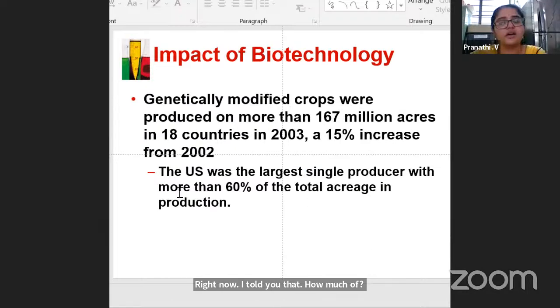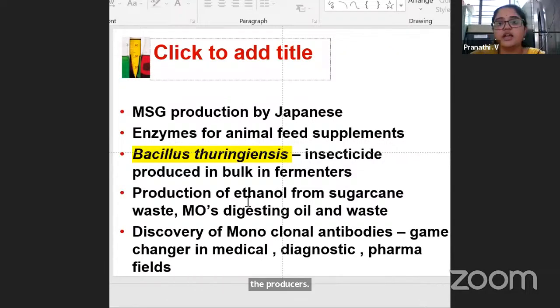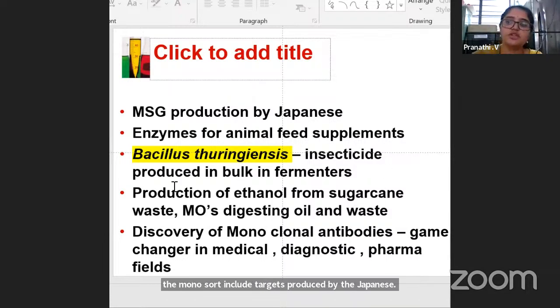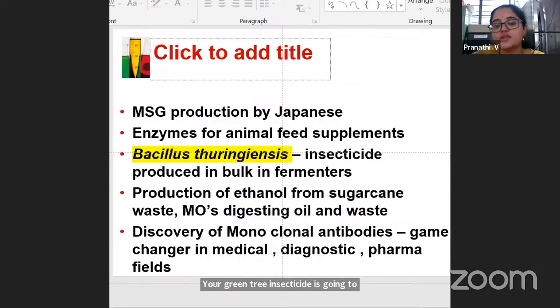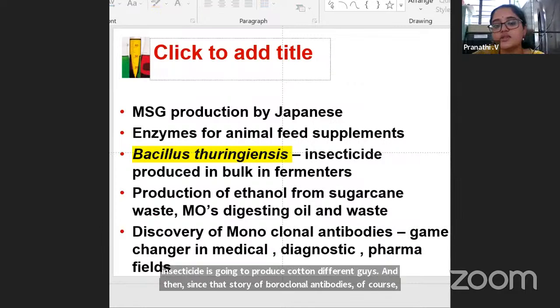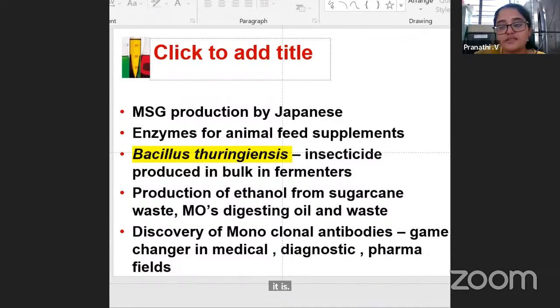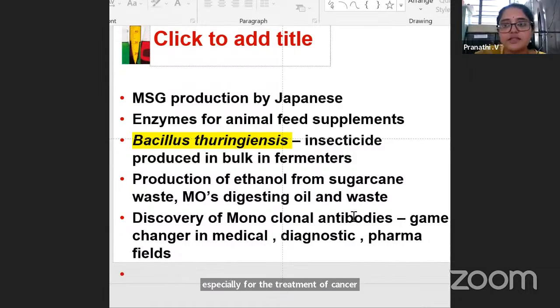The US is one of the single largest producers so far of biotechnologically enhanced crops, or GMO crops, and monosodium glutamate is produced by the Japanese. It's known as Ajinomoto. And then enzymes for animal feed supplements are produced. Your Bt insecticide is used to produce cotton of different kinds. And since the discovery of monoclonal antibodies, they are used for diagnostic and medicine purposes, especially for the treatment of cancer. All your cancer medicines usually have monoclonal antibodies.